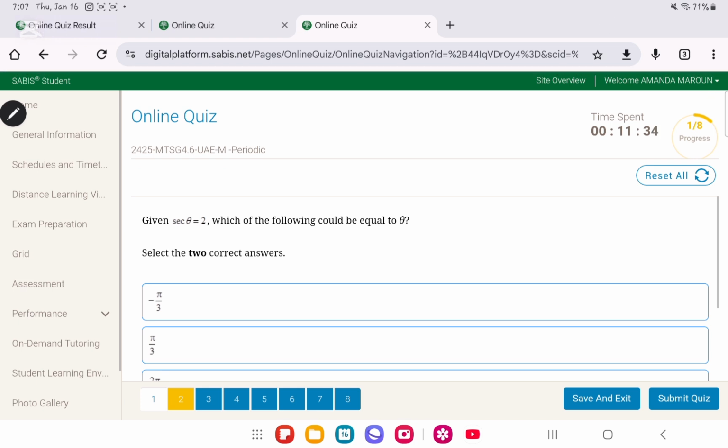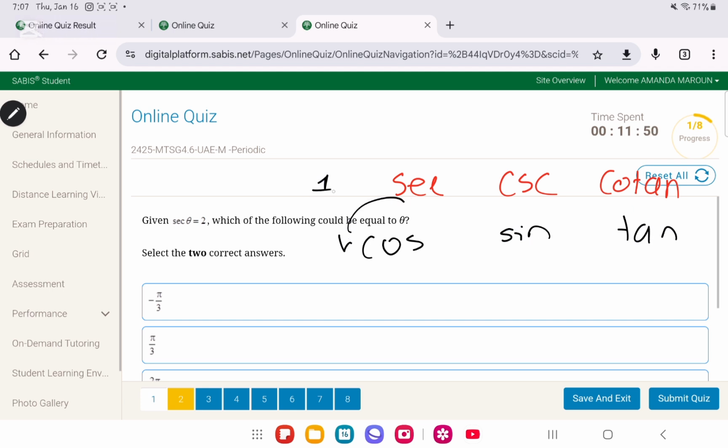This is a very important question. We know we have secant, cosecant, and cotangent. And we also know that we have cosine, and sine, and tangent. We know that secant is equal to what? 1 over cosine. We also know that cosecant is 1 over sine. We also know that cotangent is 1 over tangent.